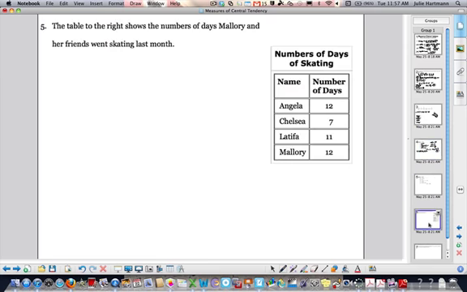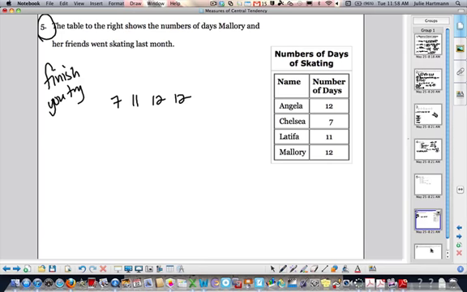We just did that. This one. The table to the right shows the number of days Mallory and her friends went skating last month. So, these are the number of days. Angela went 12 days, Chelsea 7 days, Latifa 11 days, and Mallory 12 days. So if you're asked to find the mean, median, mode, and range of that, that's it. You have the 4 numbers. Okay? You can find them all the same. Okay? So there's another one to finish for your you try.